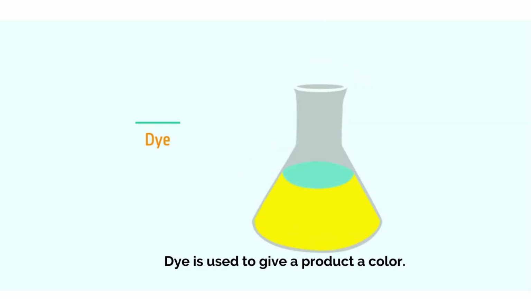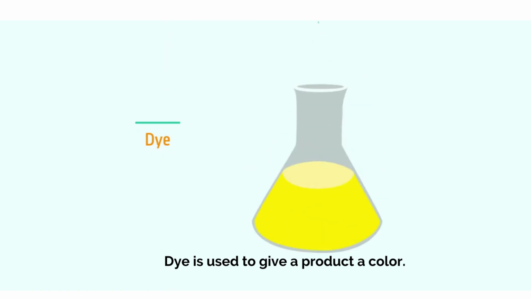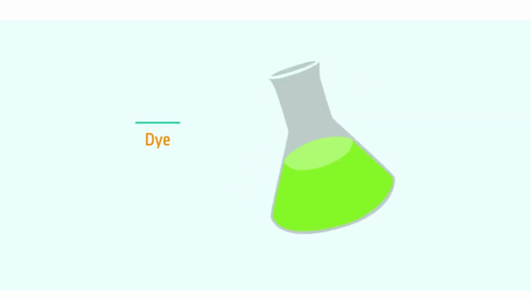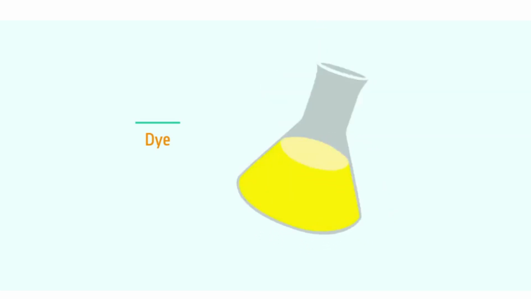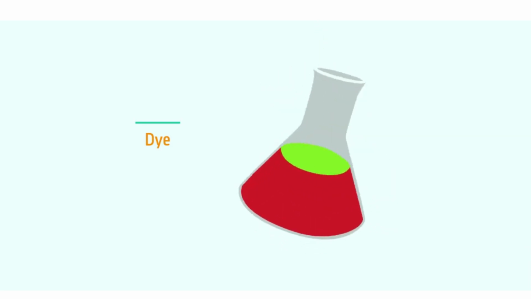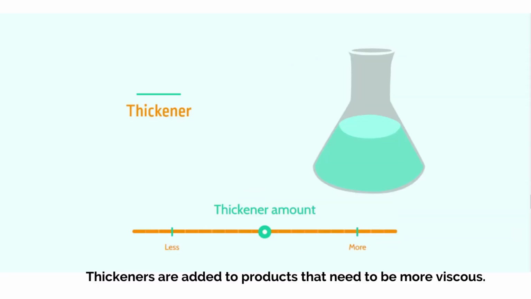Next is the dye. There are a number of other ingredients used in cleaning products that help create a unique experience. For example, dye can be used to give a product a color. So, to be consistent with the fragrance, sometimes chemists add dyes to the cleaning product. For example, the fragrance is lemon. They add a dye to make it yellow to be consistent with that fragrance and to make it more attractive to consumers.